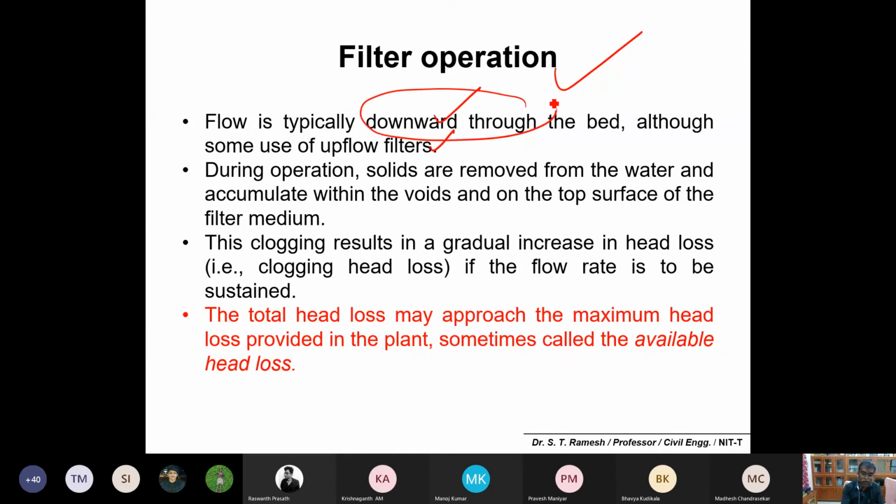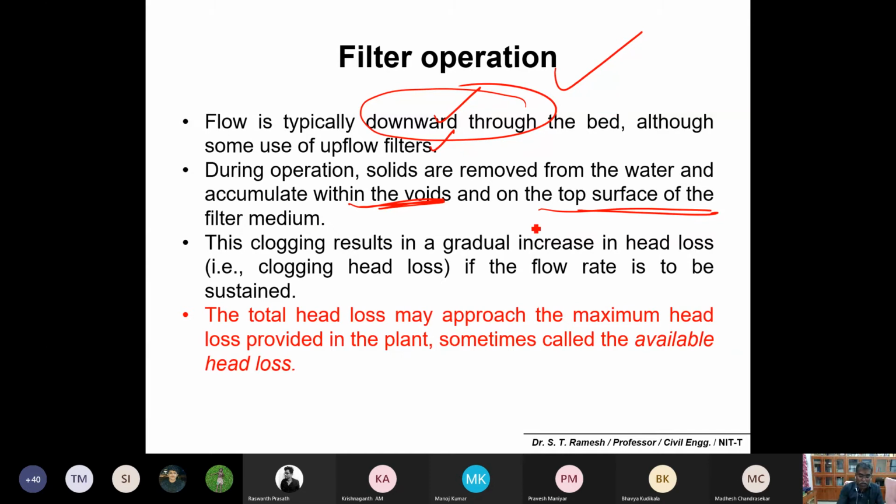Predominantly, they may go for only downflow, downward through the bed. During operation, solids are removed from the water and accumulate within the voids and on the top of the filter medium. Accumulating within is called depth filtration. On the top surface of the medium, that is called cake filtration.